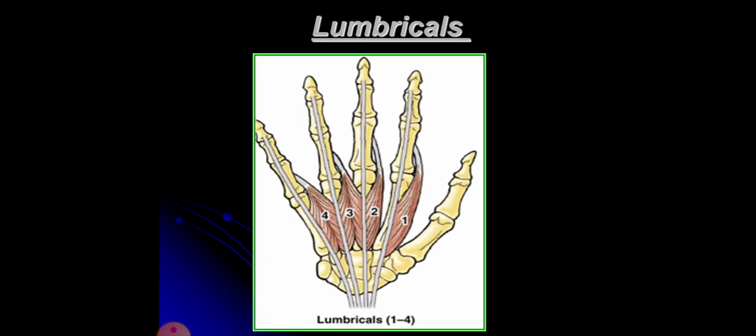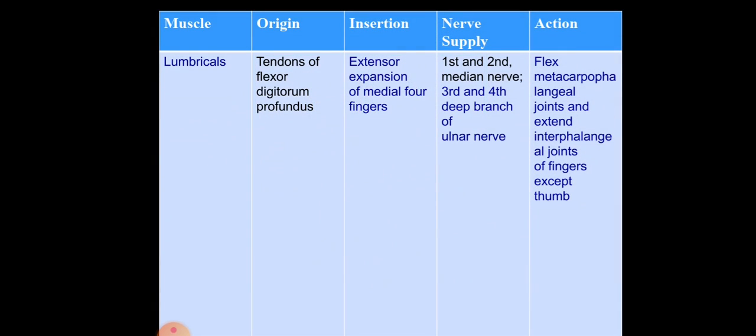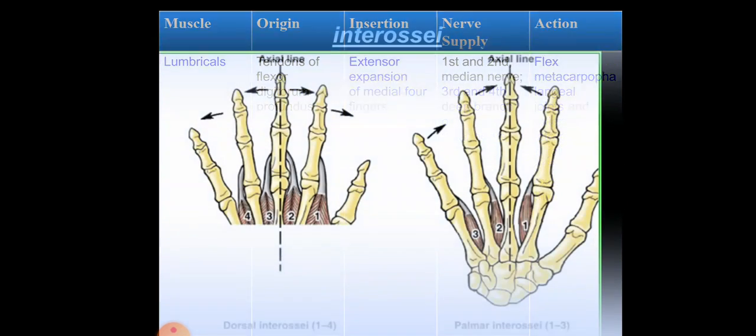The nerve supply is the innervation of flexor digitorum profundus. The first and second by median nerve. The third and fourth by deep branch of ulnar nerve. The action of this muscle is the writing position: flexion of metacarpophalangeal joint and extension of interphalangeal joint. This position is called the writing position.